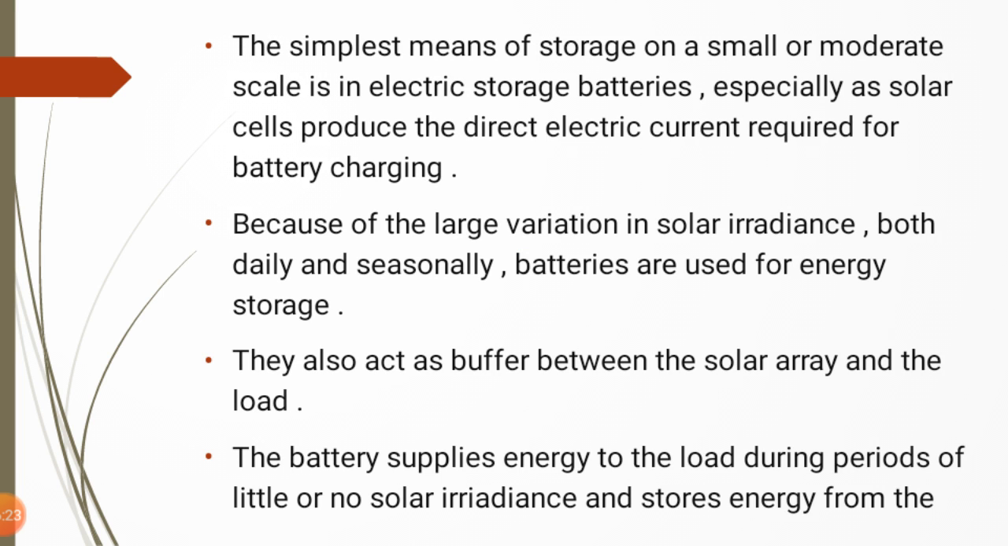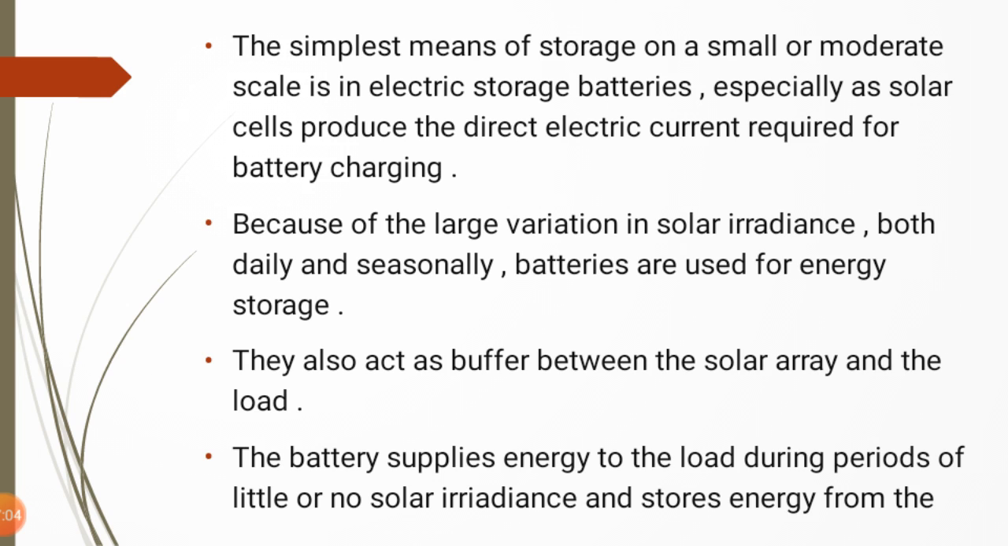The simplest means of storage on a small or moderate scale is electric storage batteries, especially as the solar cells produce the direct electric current required for battery charging. That means the electricity generated from the solar cell is generally DC electricity, and this DC electricity is used to charge the batteries. So for large or small batteries, because of the large variation in the solar irradiance both daily and seasonally, batteries are used for energy storage.